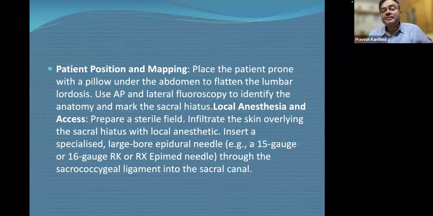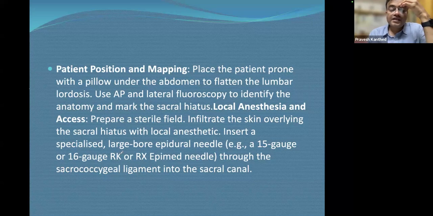Now, patient position and mapping. This is more of a theoretical thing. Just try to comprehend whatever I am saying. Place the patient in a prone position with a pillow under the abdomen to flatten the lumbar lordosis. Use AP and lateral fluoroscopy to identify the anatomy and mark the sacral hiatus. Local anesthesia and access: prepare a sterile field.